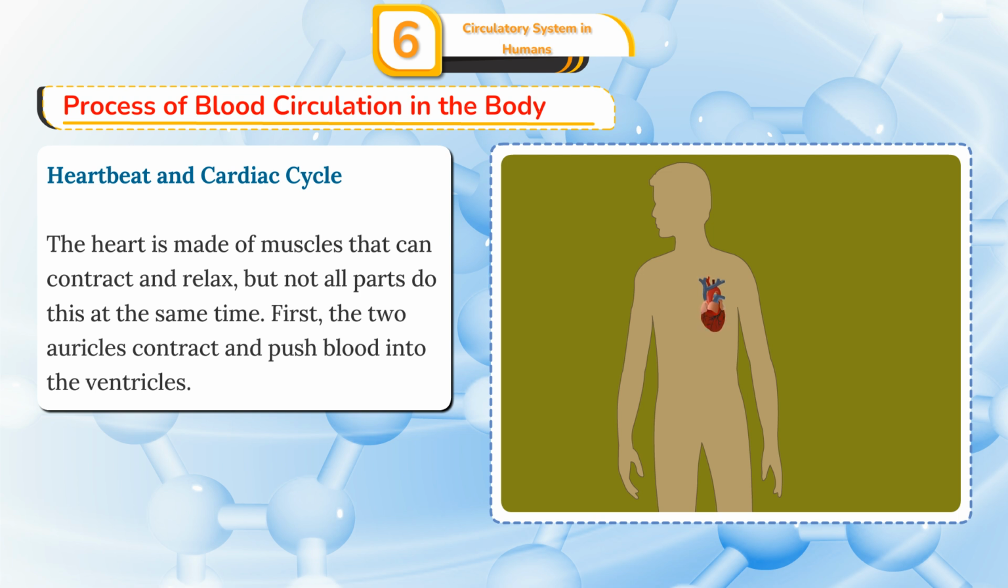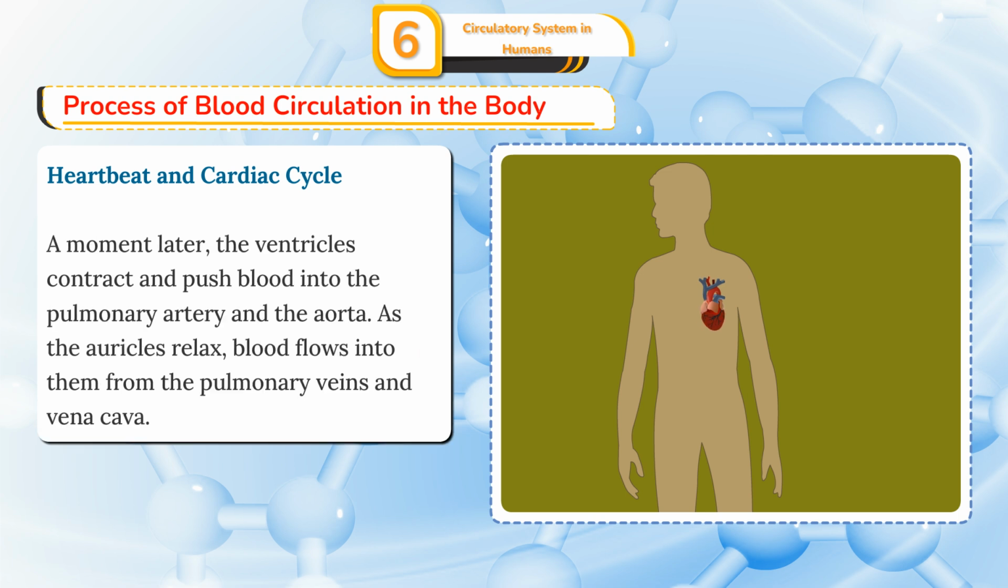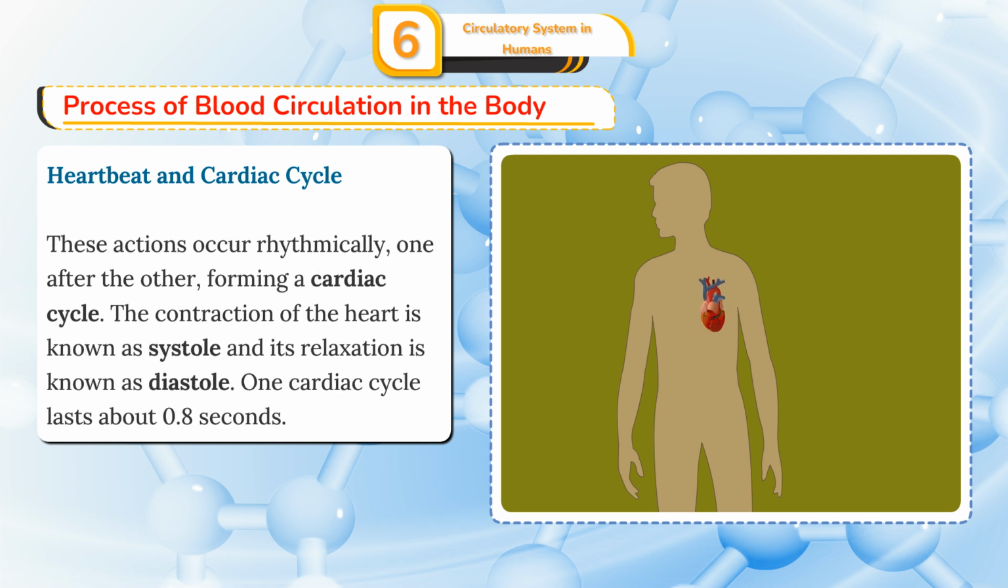First, the 2 auricles contract and push blood into the ventricles. A moment later, the ventricles contract and push blood into the pulmonary artery and the aorta. As the auricles relax, blood flows into them from the pulmonary veins and vena cava. These actions occur rhythmically, one after the other, forming a cardiac cycle. The contraction of the heart is known as systole and its relaxation is known as diastole.